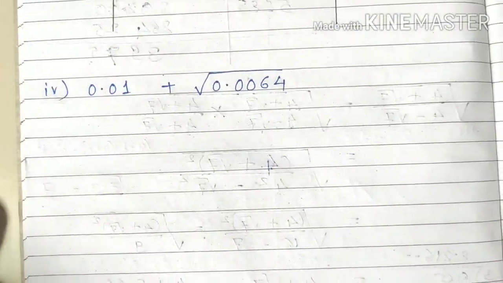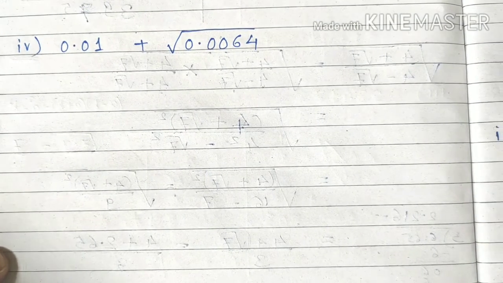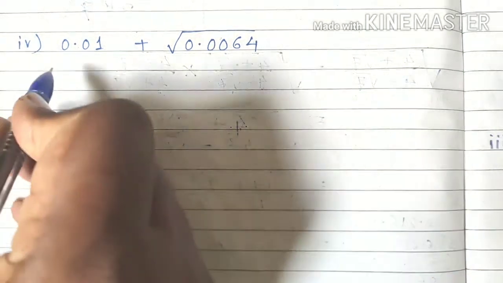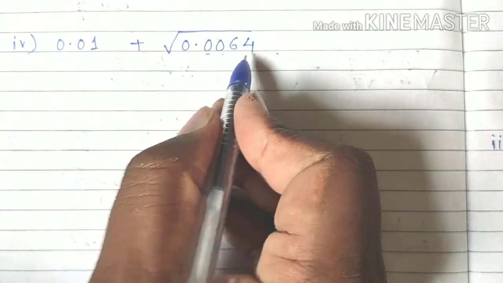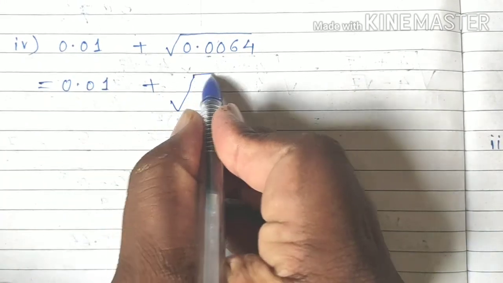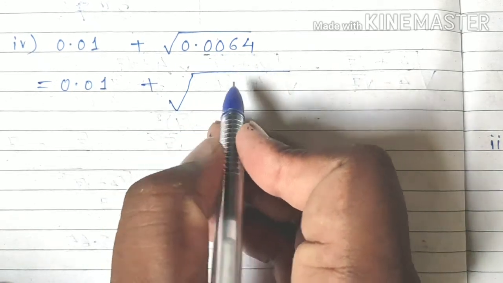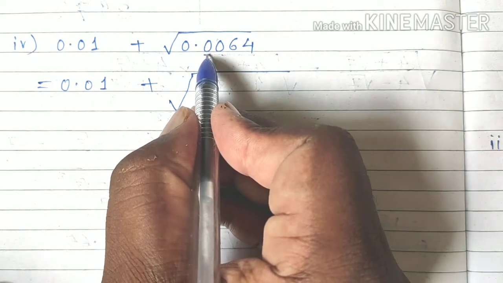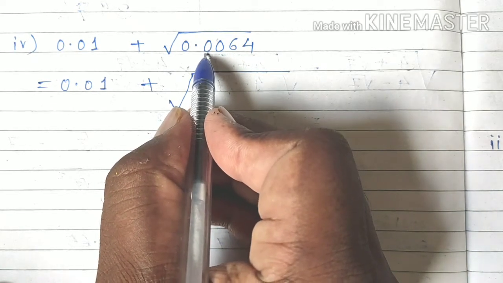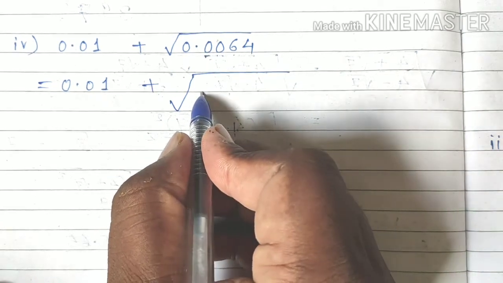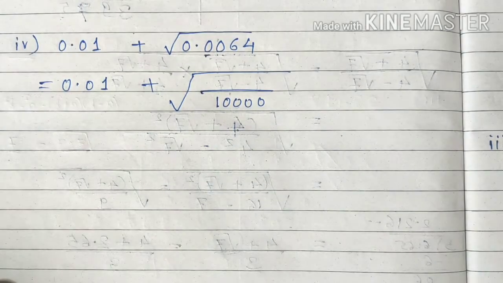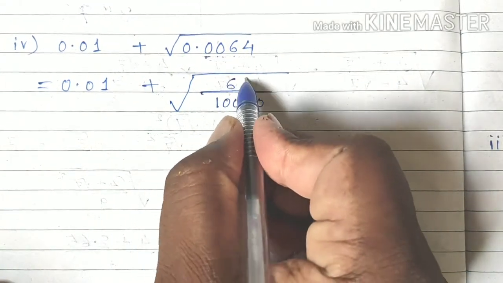Next, the fourth one we are solving from the same. 0.01 plus under root 0.0064. So 0.01 will remain the same. Now see, here let us remove the decimal so that our calculation becomes simple. If we want to remove this decimal, how many digits are there after the decimal? 1, 2, 3, 4. 4 digits are there. So we should take 10,000 as the denominator, and it is 64. Got it?